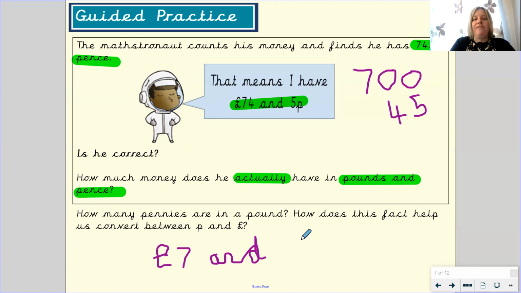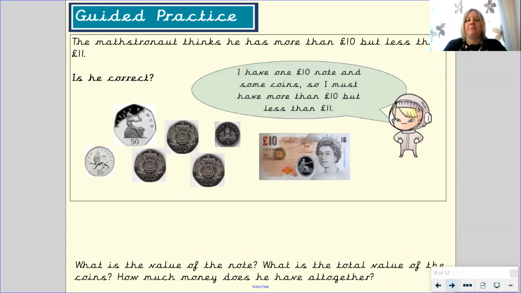So he would have £7 and 45p. So is the astronaut correct? No, he is incorrect because he has £7 and 45p. So he has got a little bit confused with how many pennies are in a pound.